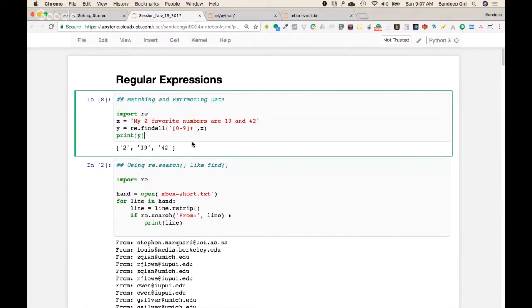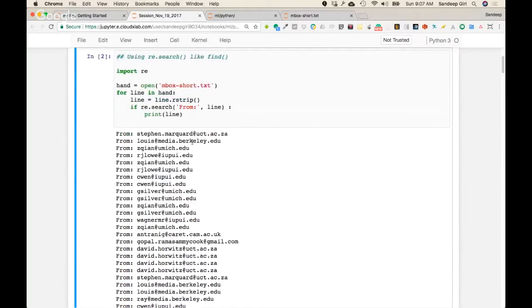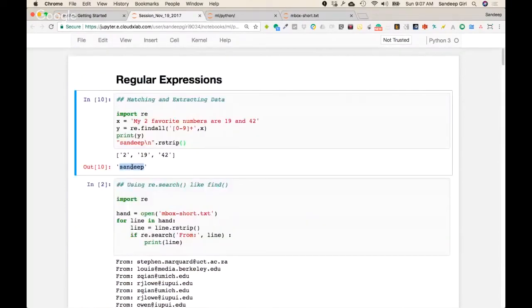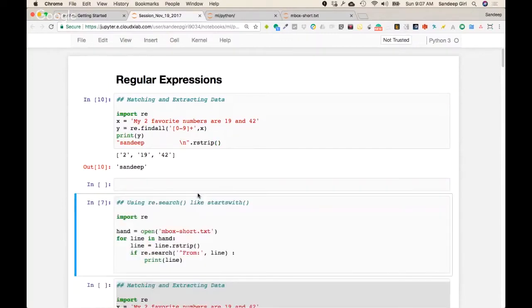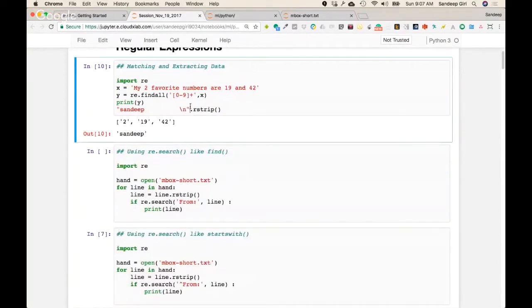A question from Gopi: what is rstrip? rstrip removes the white space from the right hand side of a string. Let's say here there is a new line at the end of the string. If you say rstrip, it's going to remove the new line from this side. If I have a lot of space on this side, just give me a second. Here we go. So you can remove the white space from the right hand side.